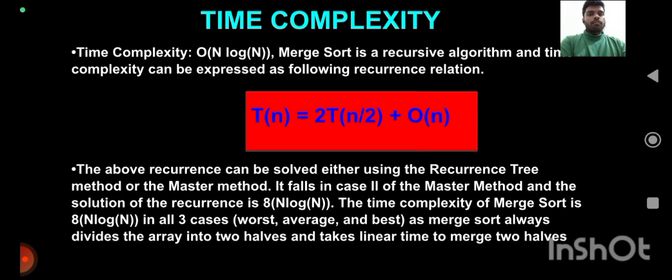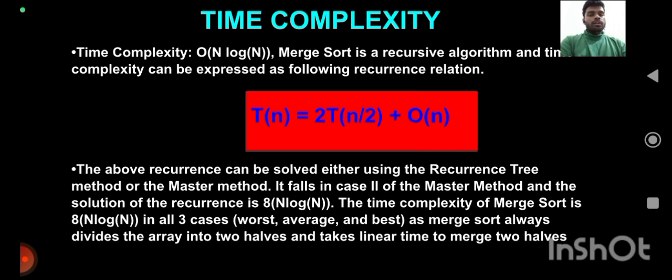And now the time complexity. The time complexity of the merge sort is big O of n log n. The time complexity is given by T of n is equal to 2 into T of n by 2 plus omega of n. N by 2 is written because we are dividing the array into two equal halves. So I written n by 2, and 2 I written because we are getting two equal halves.